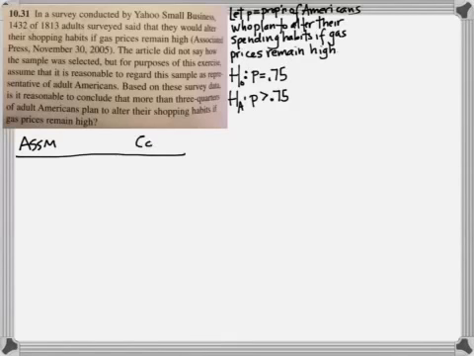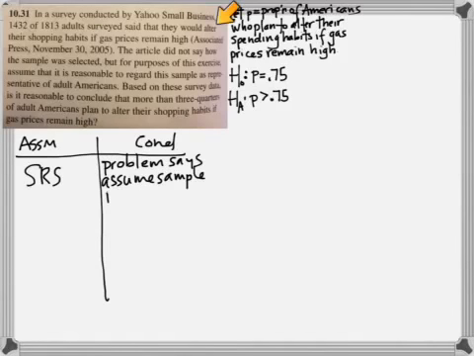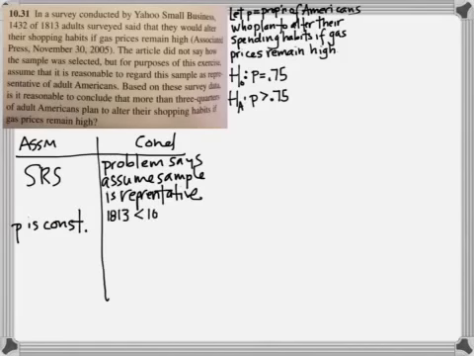So now we're going to check our assumptions and conditions. First assumption, simple random sample. The problem says we're going to assume that the sample is representative. That's basically saying that it's acting like a simple random sample. P is constant. Certainly our sample size of 1,813 is less than 10% of all Americans. So that's who we're interested in. Actually, adult Americans, but it still works.